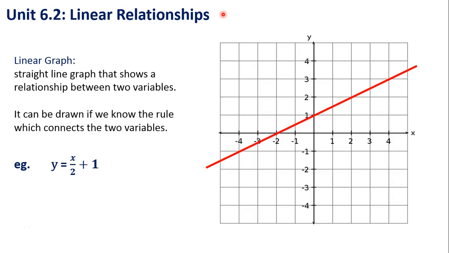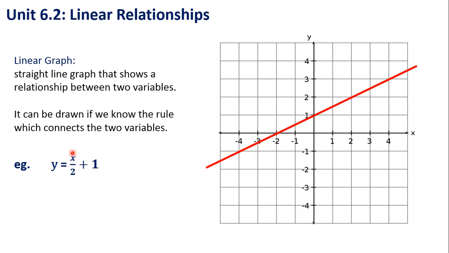Unit 6.2 is called linear relationships. We talked about in the last video how linear means straight line. So a linear graph is a straight line graph. That graph shows us the relationship between two variables, which are usually labeled x and y. But the variables can be anything. We can be representing anything on our graph, and the graph shows us the relationship between the two variables.